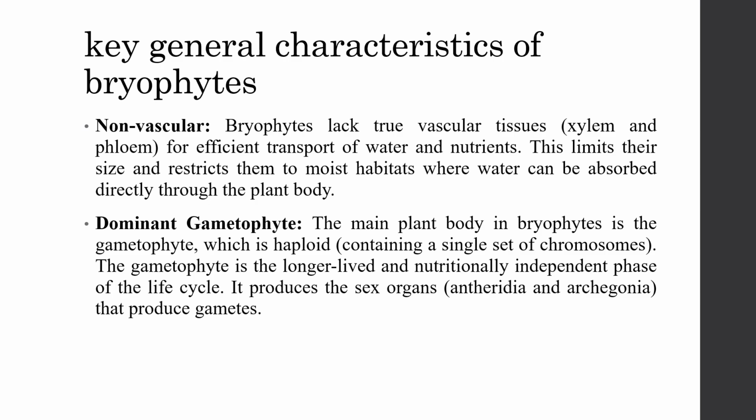Next are the dominant gametophytes. The main plant body in bryophytes is called the gametophyte. These are haploid in nature. These live longer and have high nutrition. These have an independent life cycle. These produce sex organs such as antheridia and archegonia that are helpful in producing the gametes.